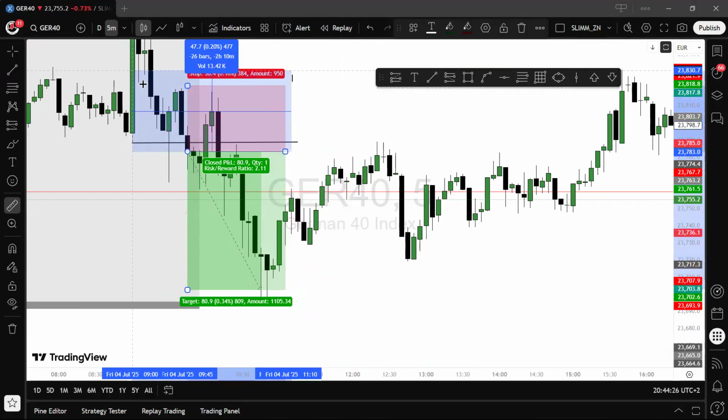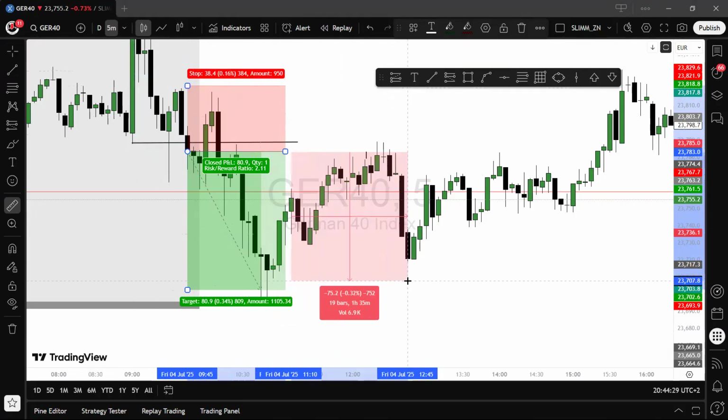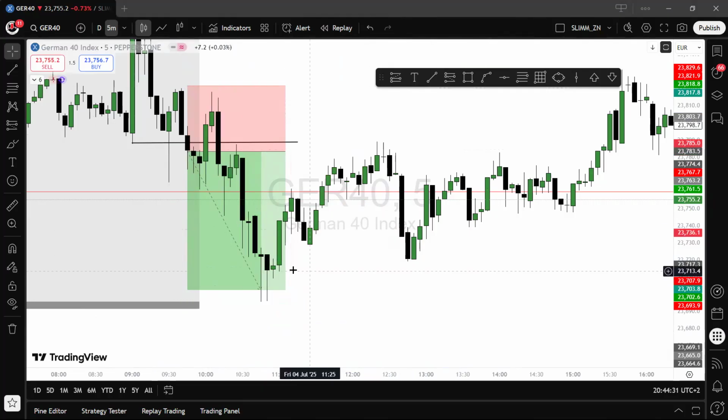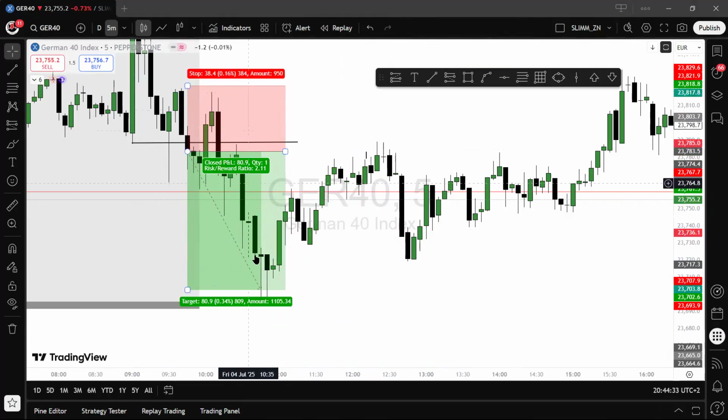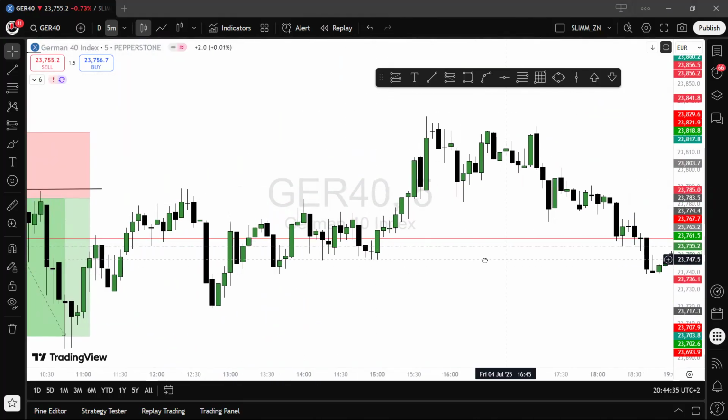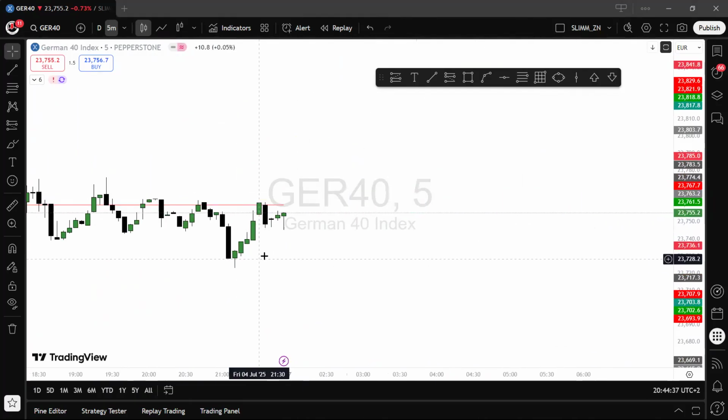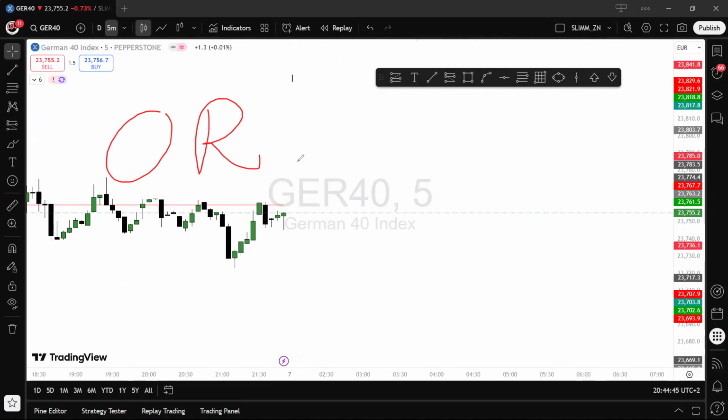So it would have been best to put your stop loss outside the range and the trade would have played out. Almost hit the stop loss, but would have played out. So I think that's it. Now we are on the current price action. So we've backtested German 40 together. This is the opening range breakout on German 40 using the 5 minute.